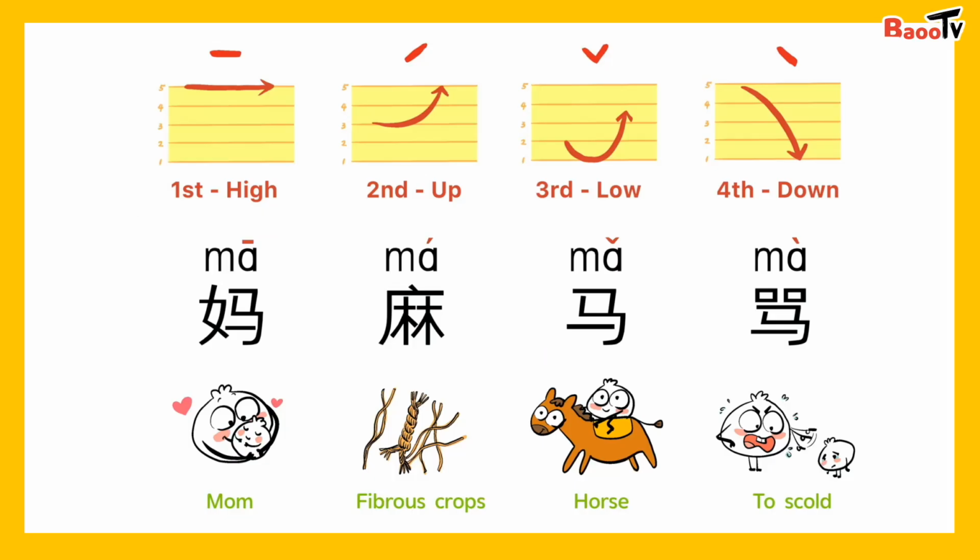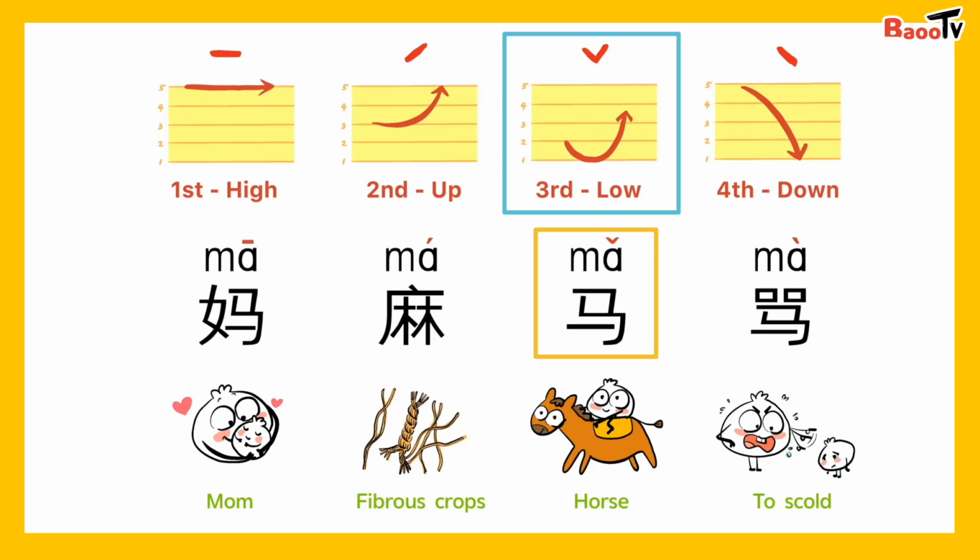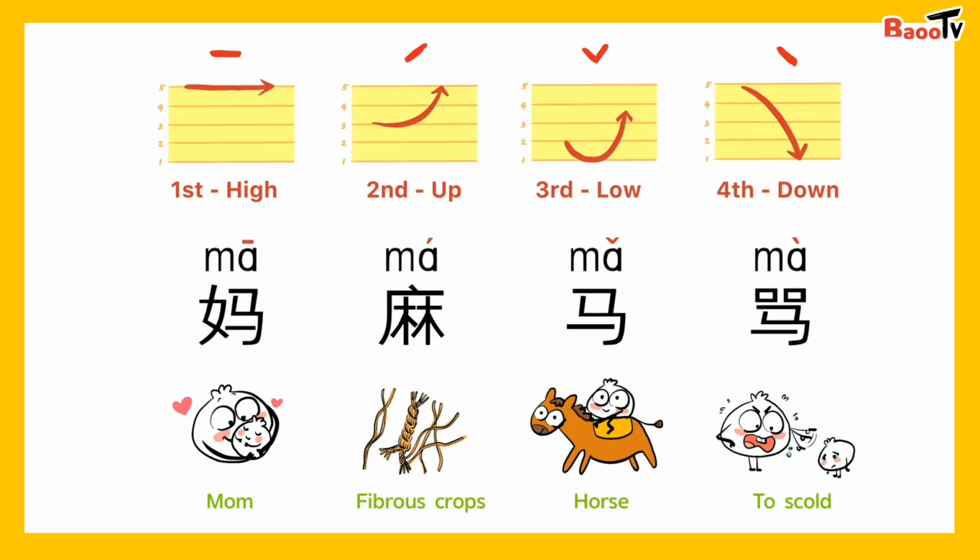You may find out I didn't read the third tone fully. In real life, no one reads like this because it's too complicated. Especially when you say it in a sentence with other words, we don't have time to fully finish the pronunciation of the third tone, so we simplify it into a very short version. We only pronounce the low spot. Now we can try this again. Ma, ma, ma, ma.